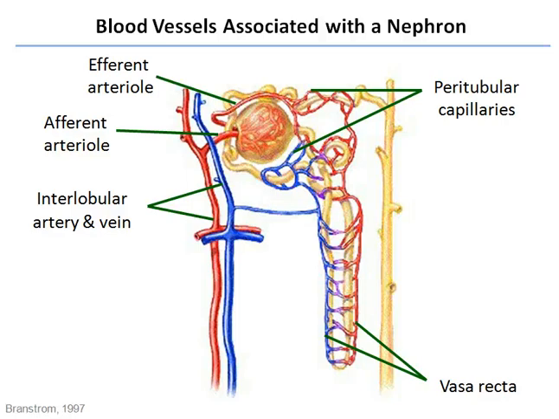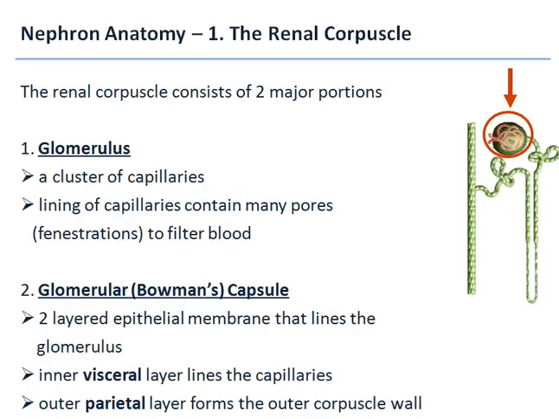What I'll do now is spend some time talking about the specific sections of the nephron. We'll start off with the renal corpuscle. The renal corpuscle is the portion where the filtration of the blood occurs. This structure consists of two major components. Initially we have a cluster of blood vessels here, that's the red lines there, a cluster of capillaries. These are inside the renal corpuscle.